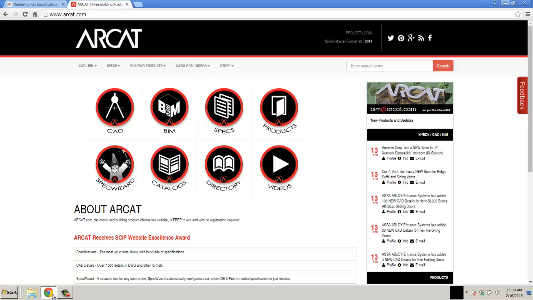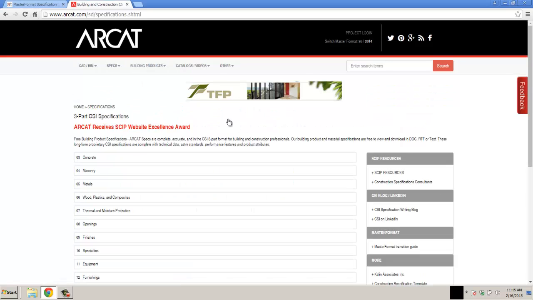Now lastly, I want to mention specifications. Again, we have our CAD drawings put together, but we also have specifications, and specifications follow a specific format. Specs, and let's click on it right here. I can go to RCAT, which is a place where specifications are available. And what we're using here is a 3-part CSI specification. CSI stands for Construction Specification Institute. They are the ones that maintain and design this information.